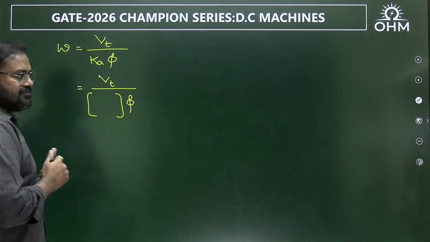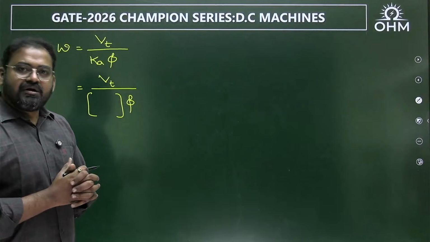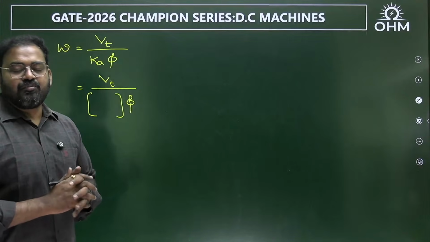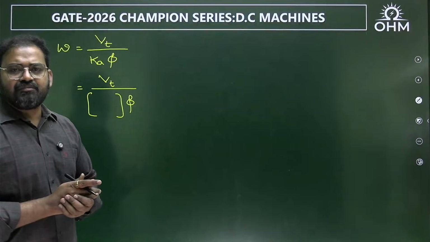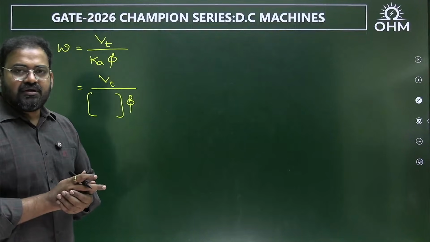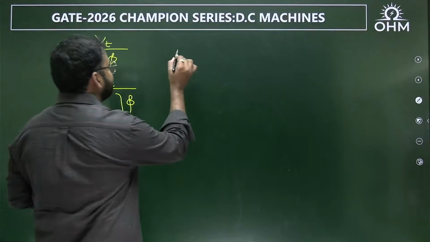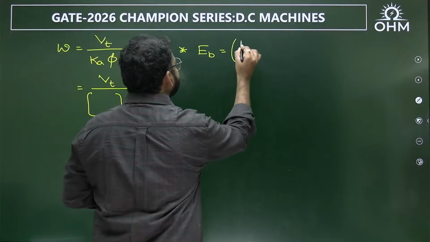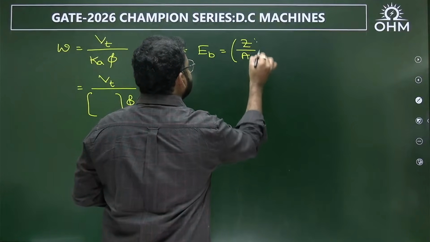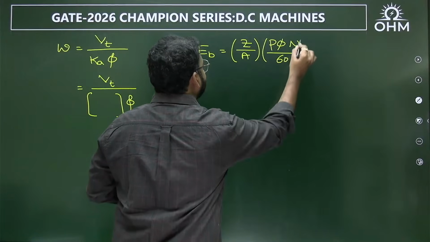What is the Ka value? Anybody? I know it will be difficult. Most of the students will not remember that Ka value because we don't study it much. So the moment you forget Ka, at least try to write down our regular equation. You know the back EMF formula, right? What is the back EMF formula? Z by A into P phi N by 60. At least you know this equation, right?